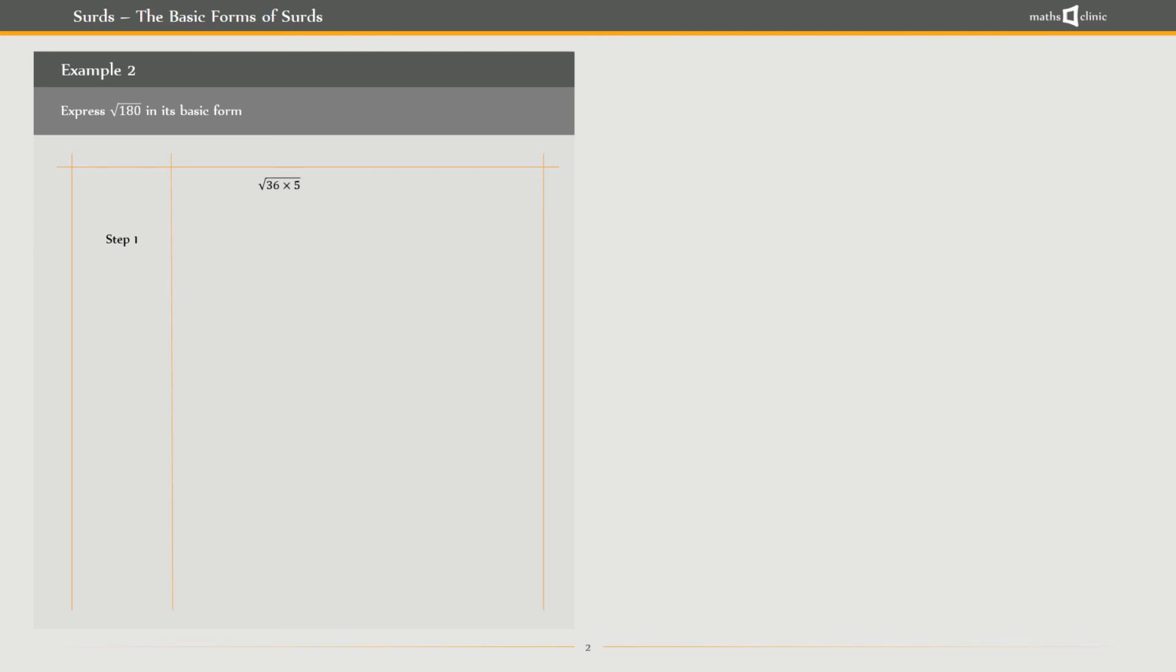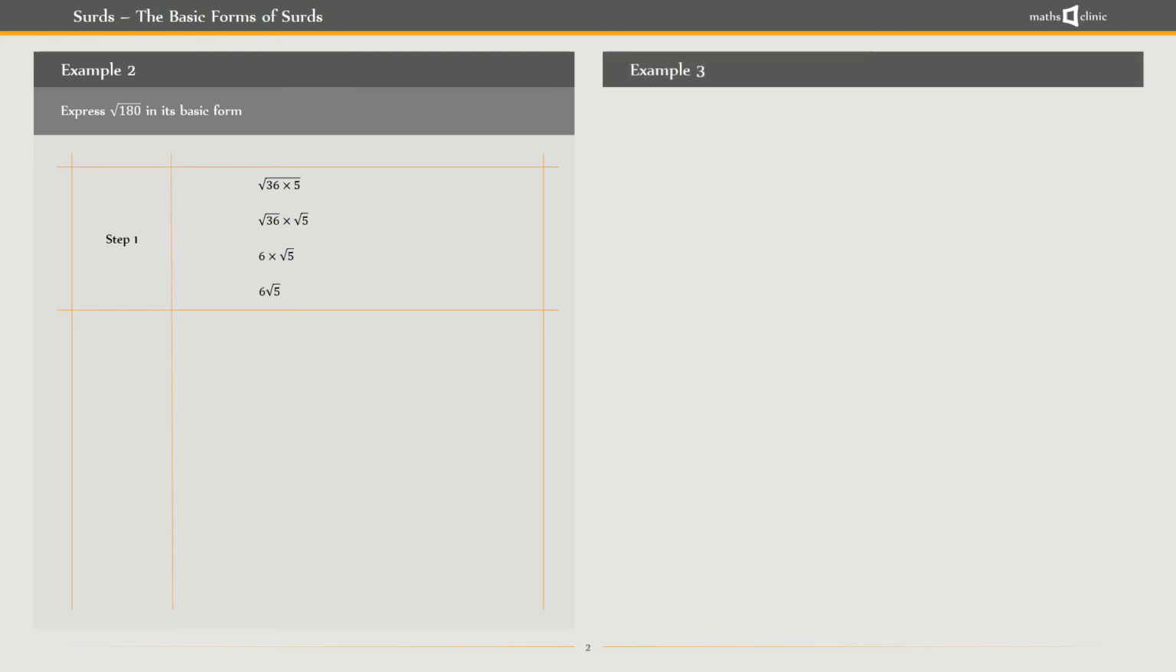So basically you have 36 times 5, and based on the distributive properties of surds, you have root 36 times root 5, and root 36 is 6. So you have 6 times root 5, and you have a final answer 6 root 5. Okay, let's go for another example.